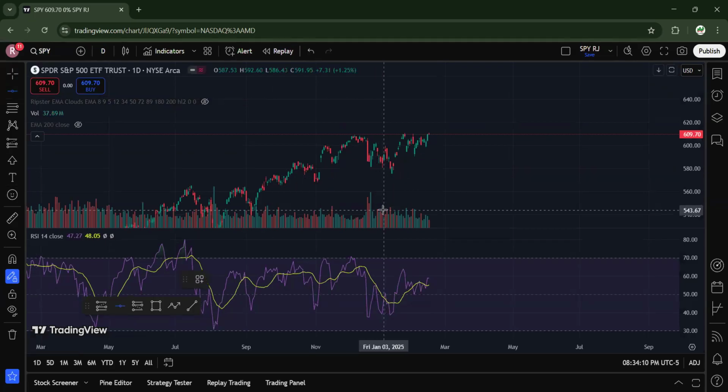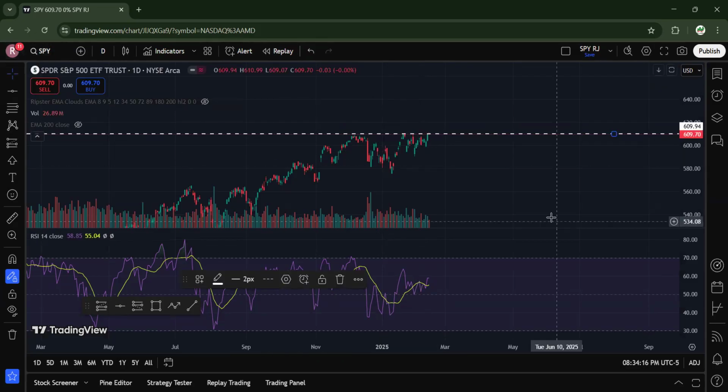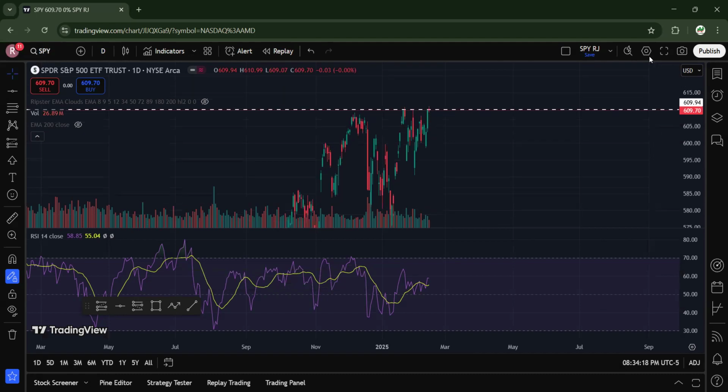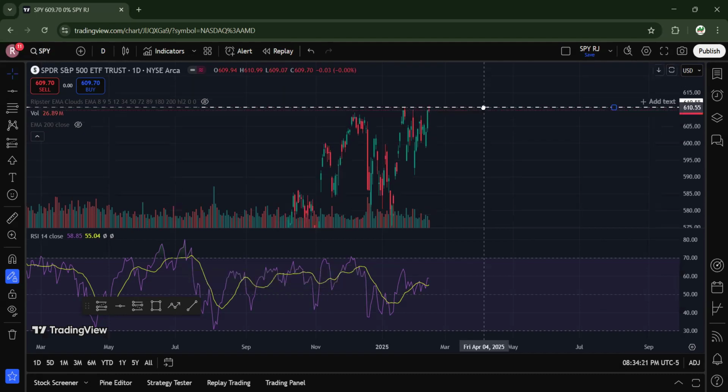We look at SPY right here. Notice that SPY is right near a key level, right? So pretty much at all-time highs. I probably could nitpick a little bit and make it a little bit closer. Might be a little off, but you get the gist.